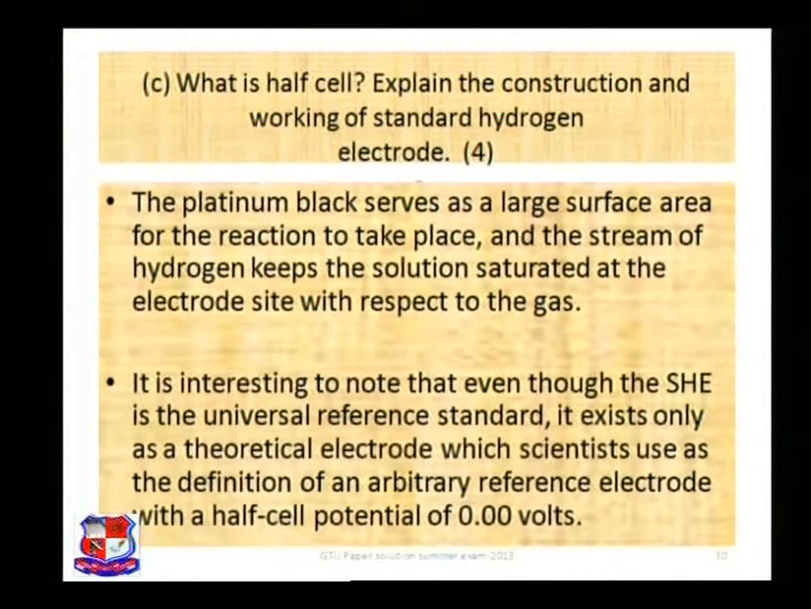Then you can see here platinum black serves as a large surface area for the reaction to take place, and a stream of hydrogen keeps the solution saturated at the electrode site with respect to the gas. It is interesting to note that even though the standard hydrogen electrode is a universal reference electrode or standard, it exists only as a theoretical electrode which scientists used, and it has a cell potential value of 0 volts. So it is very important.